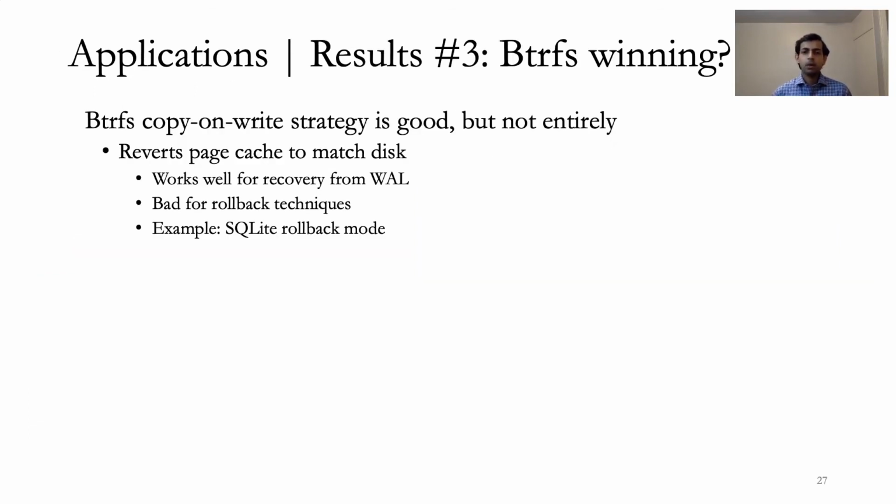So it looks like the copy on write strategy where you revert on failure is working pretty well. We don't find too many failures on Btrfs. And because the page contents match the disk, it works well with the crash restart strategy when recovering from the write-ahead log. But it doesn't really work for SQLite in rollback mode. We're going to see why.